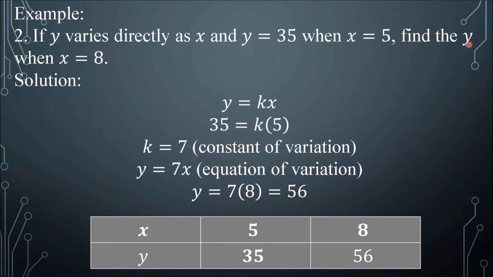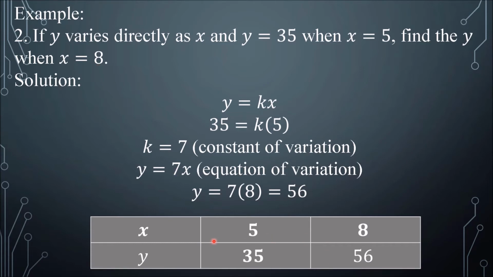Now find y when x is equal to 8. So you have y is equal to 7 times the x. x now is 8. So 7 times 8 is 56. So y is equal to 56 when x is equal to 8.